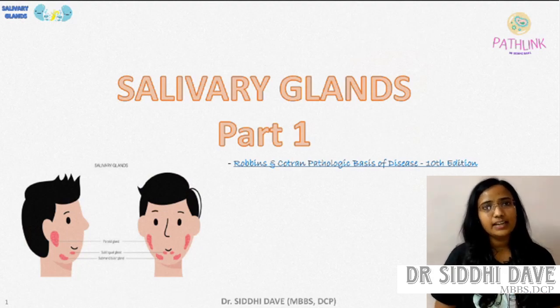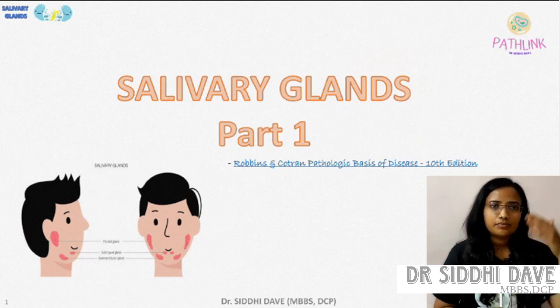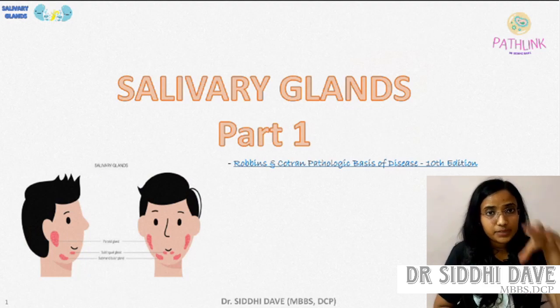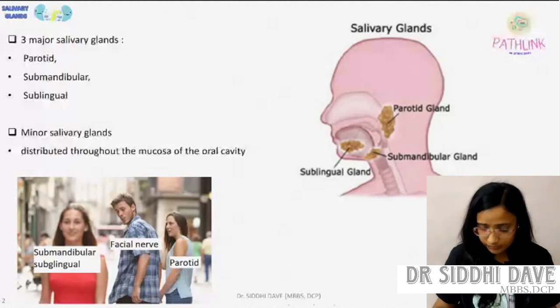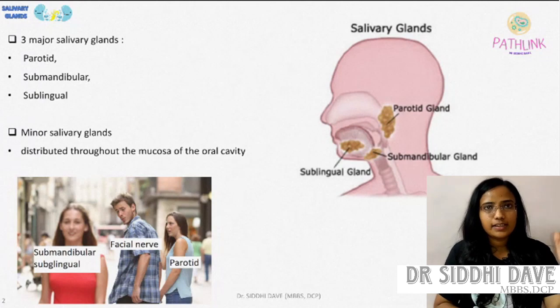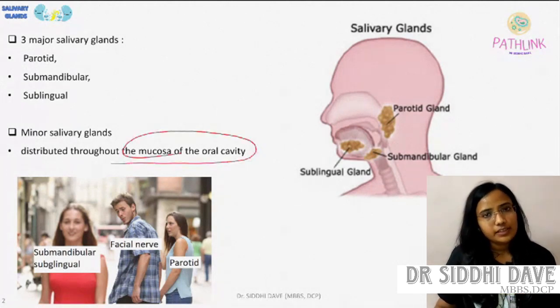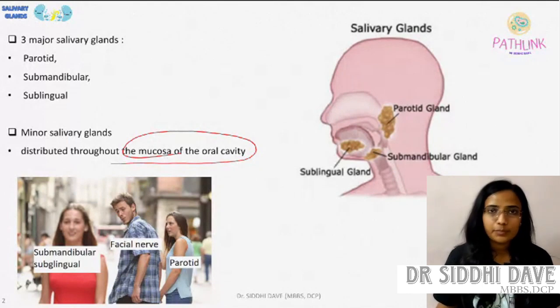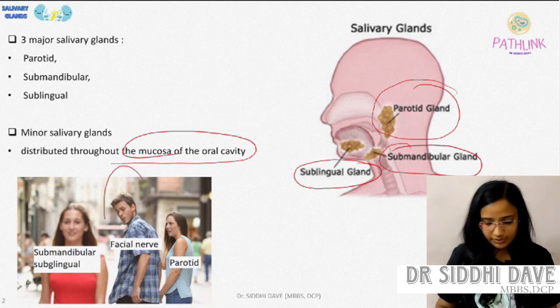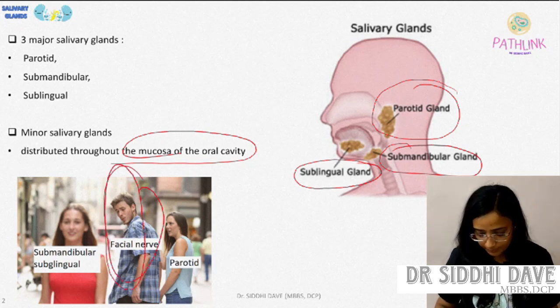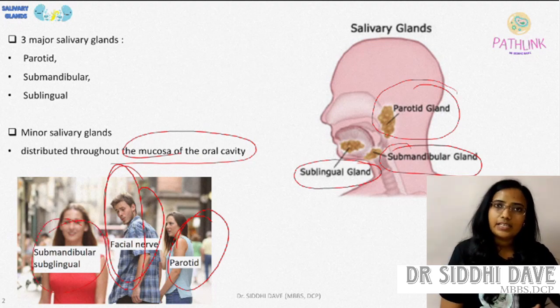In the salivary gland, there are mainly two types of gland: one is major and the second one is minor. In the major salivary glands there are three types: parotid, submandibular and sublingual. Minor salivary glands are also there and they are distributed throughout the mucosa of the oral cavity. See the anatomical position of the salivary glands. This one is the parotid gland, here the submandibular gland is situated and here are the sublingual glands. You can see that the facial nerve divides the parotid gland from the submandibular and sublingual glands.